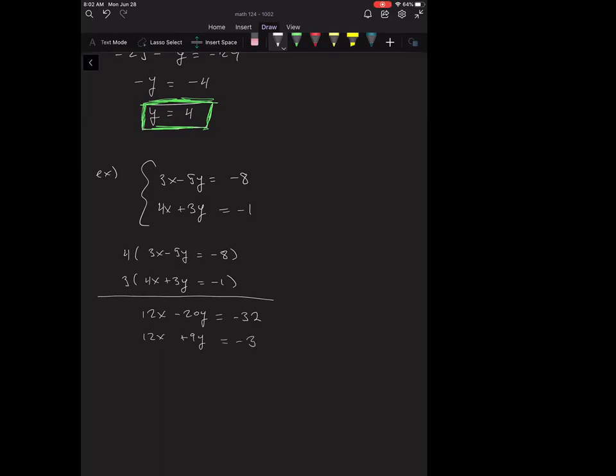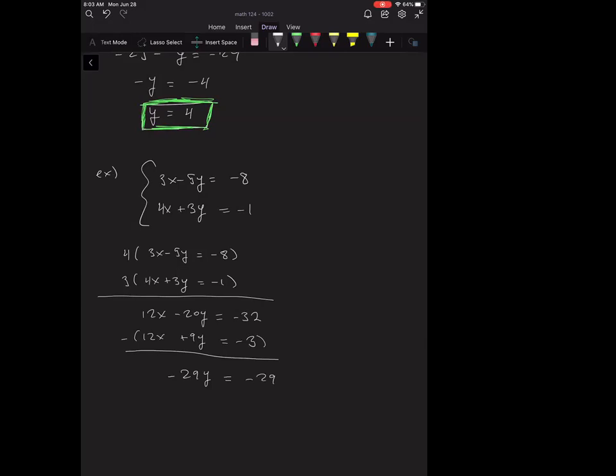So now we want to either add or subtract these equations. We have to choose. But we want to make sure that these x's cancel. So what we're going to want to do is actually subtract them, so then we'd end up having a 12 minus a 12. So we're going to subtract these two equations now. The beginning is going to give us 12x minus 12x, which is 0. Then minus 20 minus a positive 9, so minus 29y. And then minus 32 minus a minus 3. So that's minus 32 plus a 3, which is going to be minus 29.